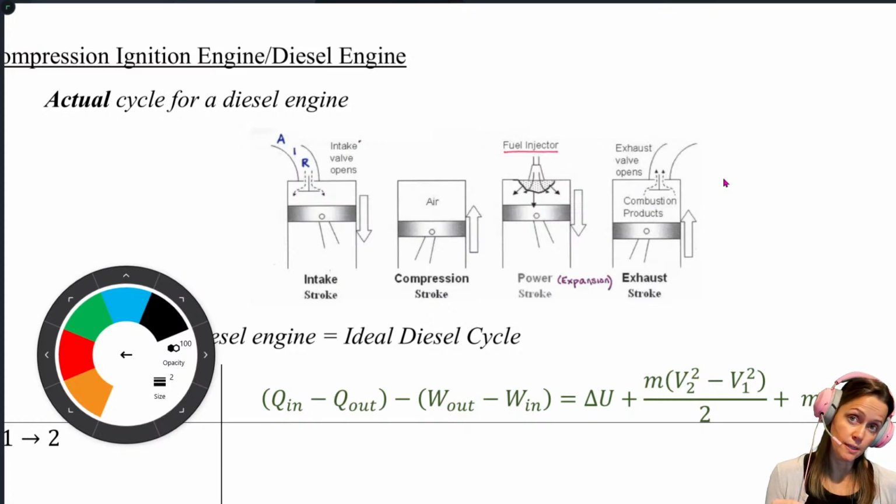It'll force that piston head down. That's where you get your power output from. And then when it comes back up, that's when your combustion products leave through the exhaust valve.